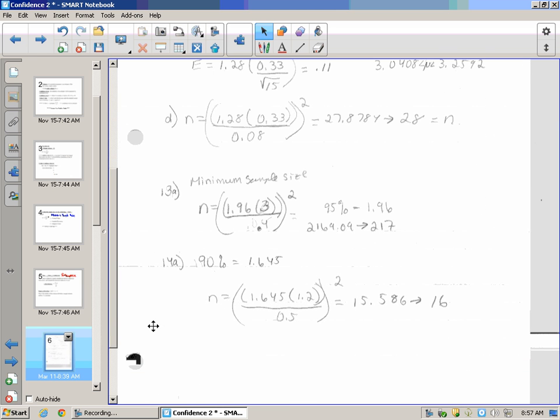Then on 13A, they ask us to find the minimum sample size. And again, they give us the E, so it's just a matter of plugging into the formula. 14A is the same thing.